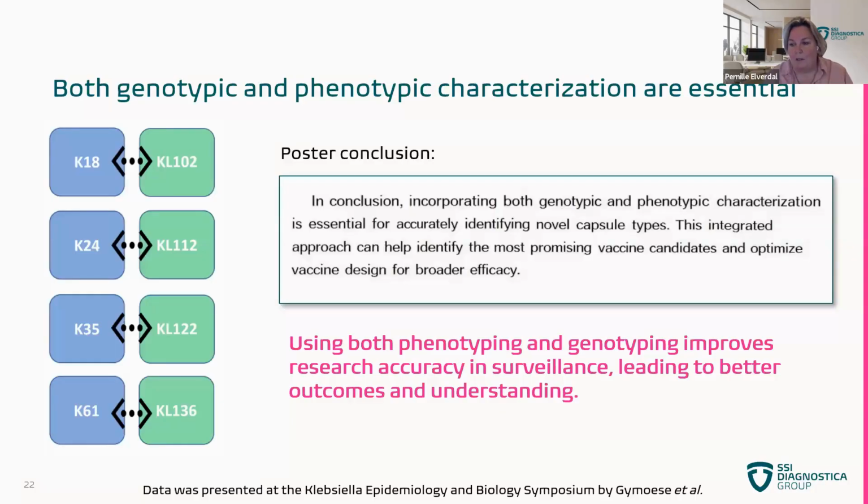But I also want to highlight again that using both phenotypic and genotypic methods is what will improve our research accuracy in surveillance, because we need to find out if new emerging serotypes are coming. But again, we need to understand how it will impact the vaccine industry if we are not using both methods and actually looking at the expressed genes.